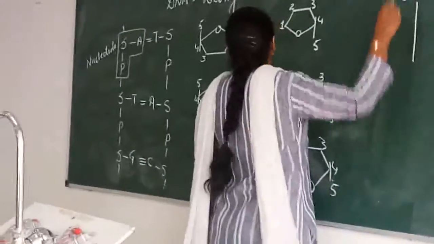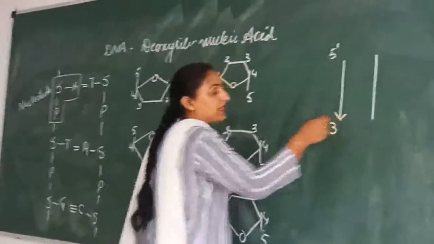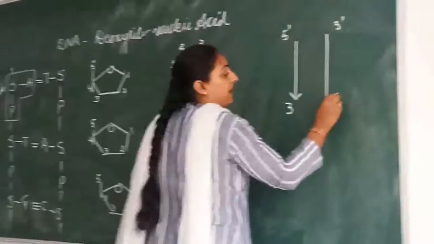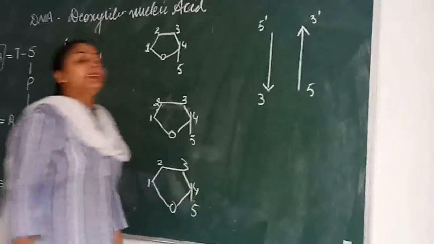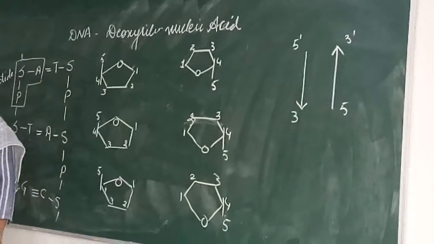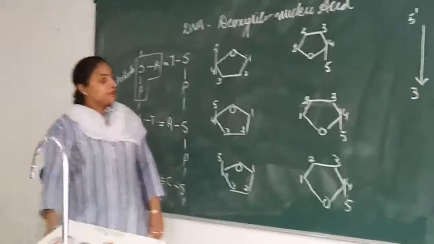Here it is 5, here it is 3. This is the direction of DNA strand. 5 to 3, 5 to 3, running anti-parallel to each other.